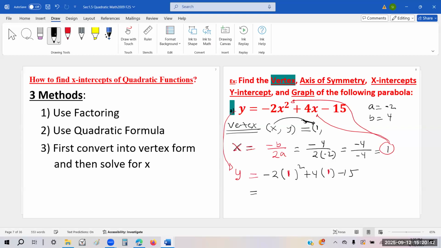What comes first, negative 2 times 1 or 1 squared? Square. So what is 1 squared? 1. And we have 4 times 1, minus 15. So we have negative 2 plus 4 minus 15, which is negative 2 minus 11. So what do you have? Negative 13. That's our y value. So now we are done with the vertex. Our vertex is when x is 1, y is negative 13.